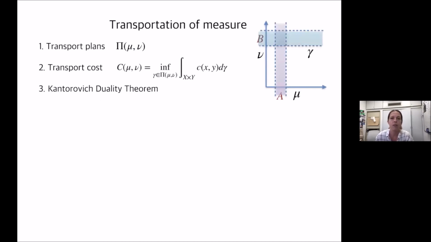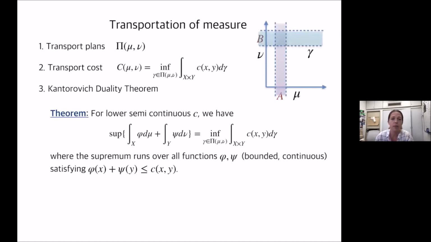Now, the basic theorem around this is Kantorovich's duality theorem, which tells you that there is a very beautiful way of writing the total cost between mu and nu. So instead of looking at the infimum over all plans, you can instead look at a supremum. And what are you supremizing over? You're integrating two functions, a function phi and a function psi. One of them is a function on X and the other one is a function on Y.